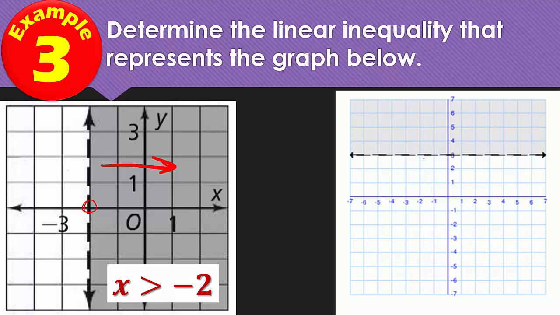So this one's a little bit easier. We do know it's above, so that will tell us it's a y, and since it's above, y is greater than. It's dashed, so we're going to leave it the way it is. And then all you have to do is say, okay, y is greater than what? Where is this line at? 3. So y is greater than 3.